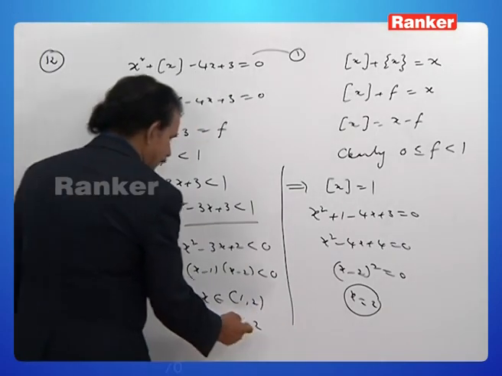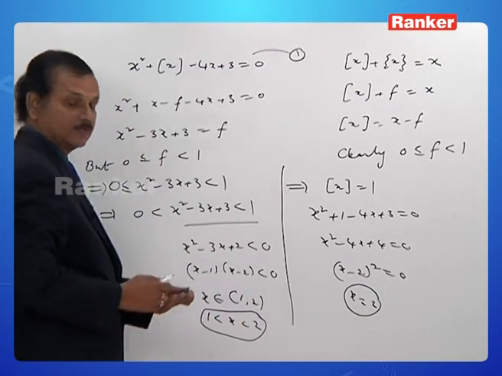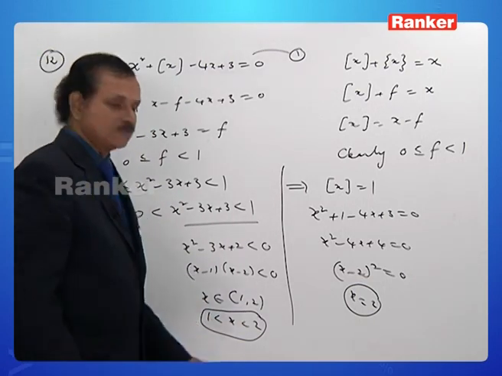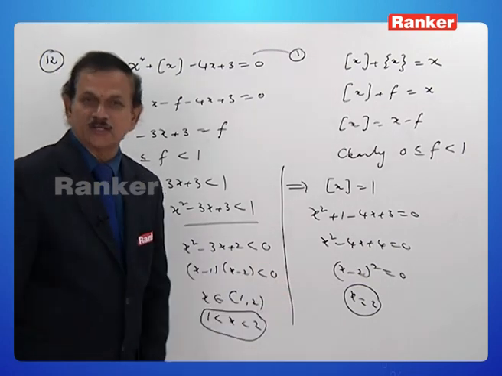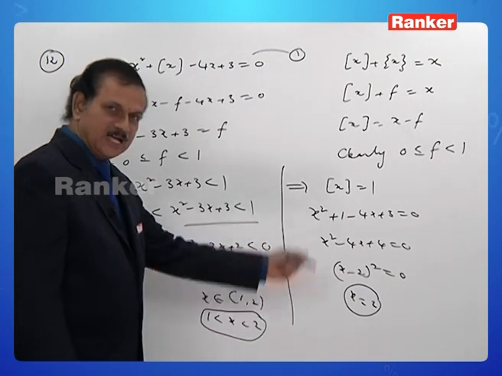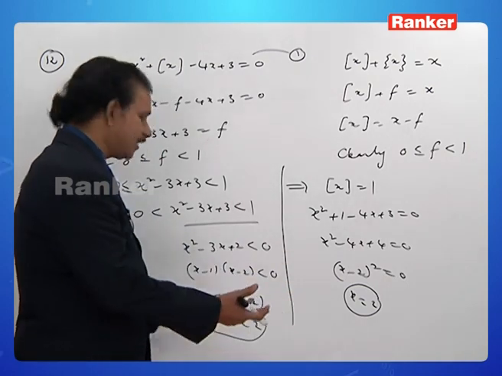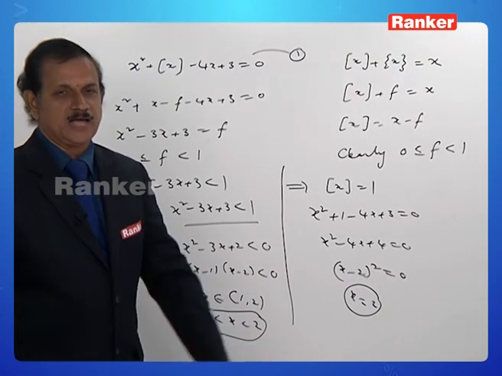Well, please observe these two results. What can we say? These two are absolutely mutually contradictory. This says that x lies between 1 and 2. That says that x is equal to 2. How can it happen simultaneously? So it cannot happen.